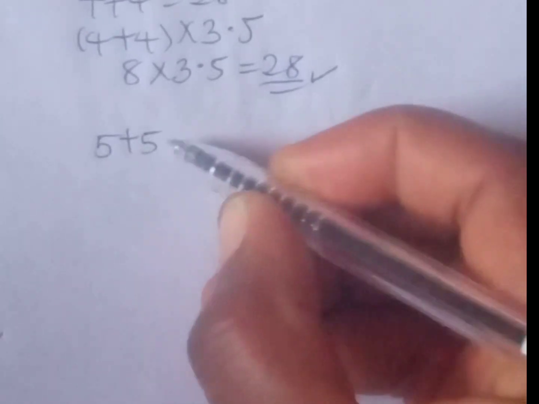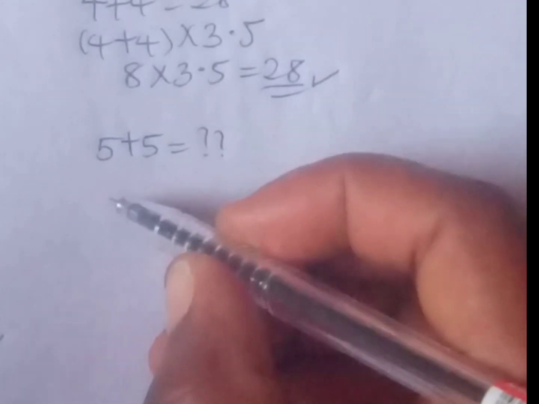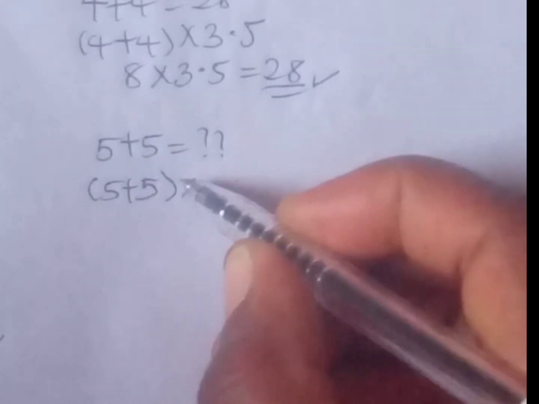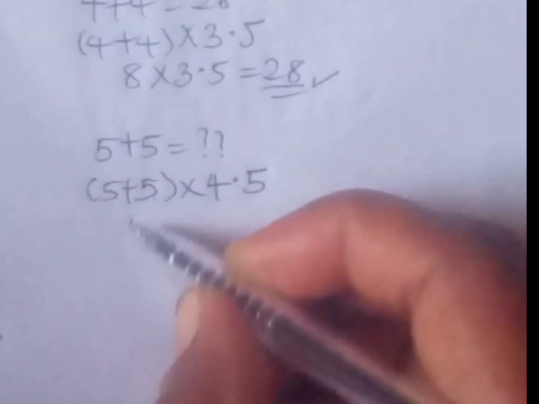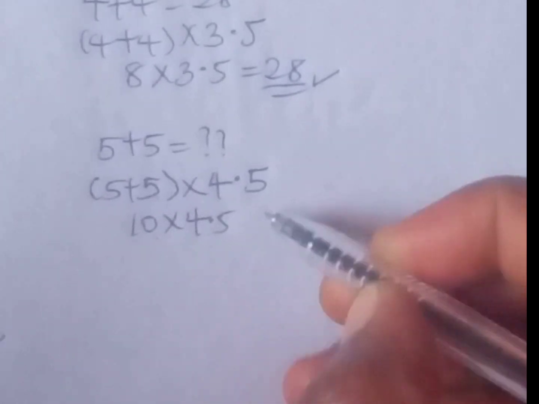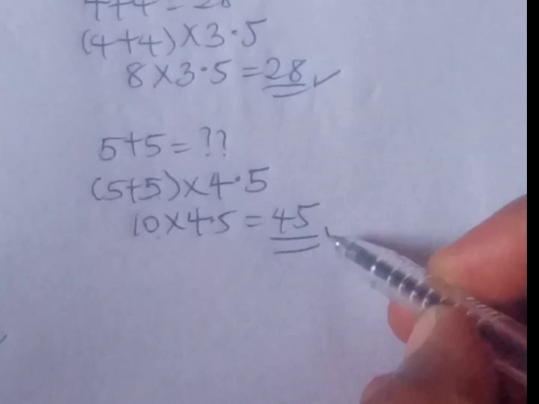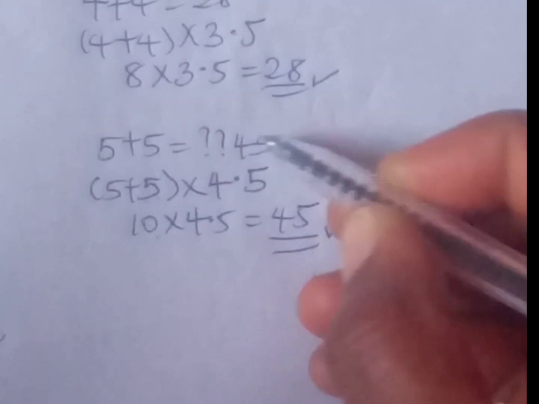5 plus 5 equals what? Using the rule above, first number 5 plus second number 5 multiplied by 4.5. So 5 plus 5, 10. 10 multiplied by 4.5 will give us 45. This is the final and correct answer. So 5 plus 5 will give us 45.